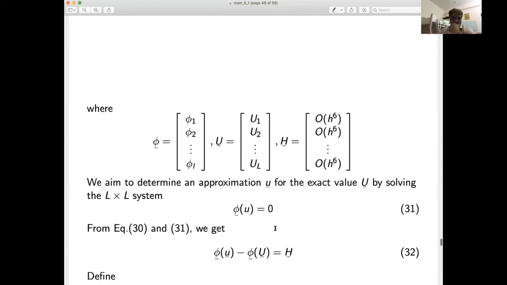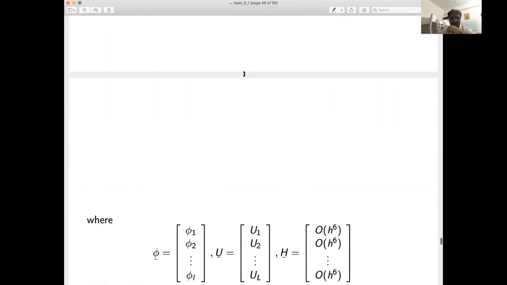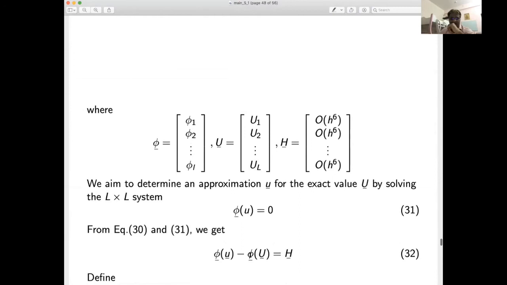So nothing to do. From this equation 30 and equation 31, just make a subtraction. You will get this phi of lowercase u minus phi of uppercase U is coming out to be H.